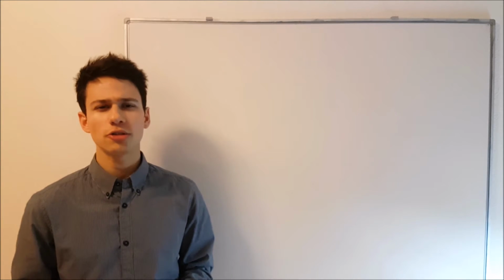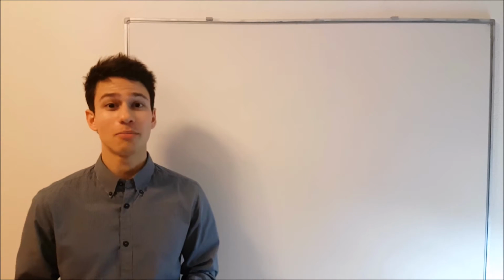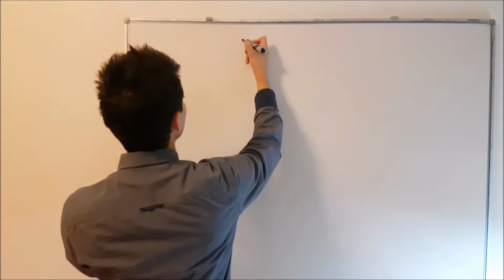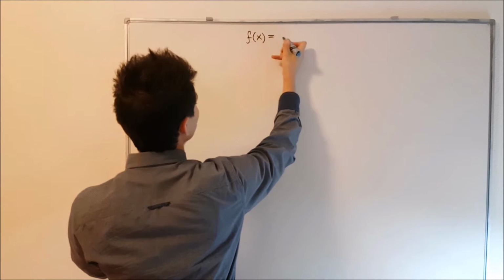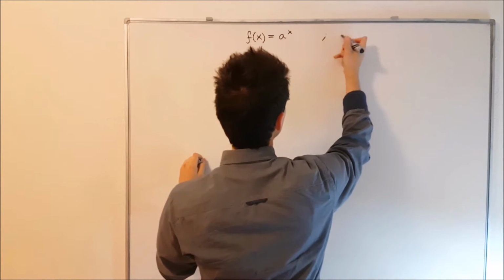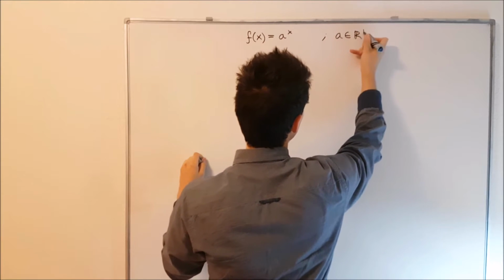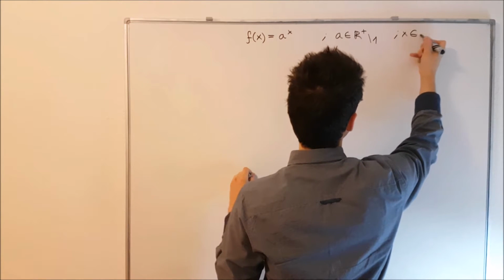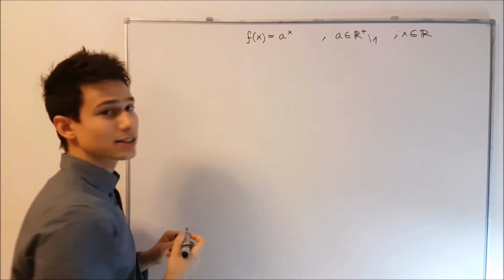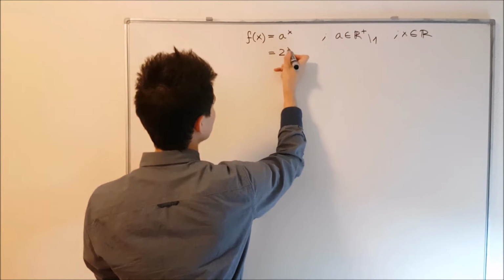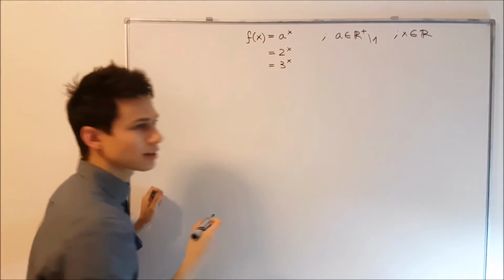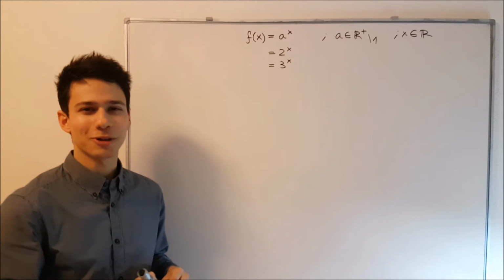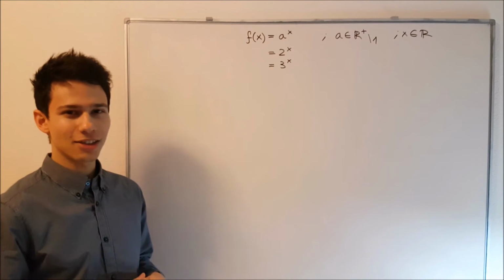I'm looking forward to introducing you not to just any exponential function, but to the exponential function. So the exponential functions are the following, namely f of x is equal to a to the power x, where the base a can be any real value which is greater than 0 and not equal to 1, and the argument x can be any real value. So this could, for example, be 2 to the power x or 3 to the power x. And somewhere in all these exponential functions also hides the exponential function. And we're going to construct it in this video.